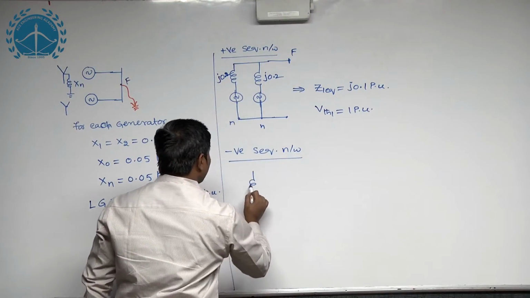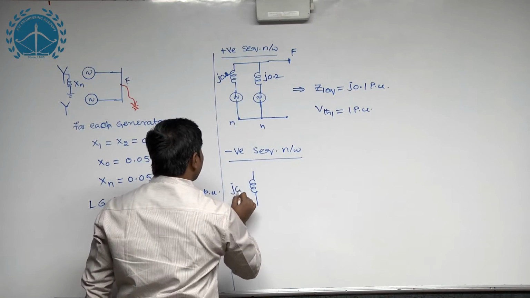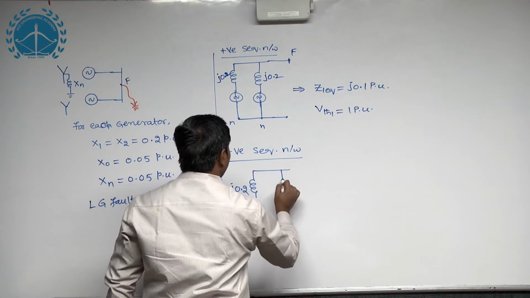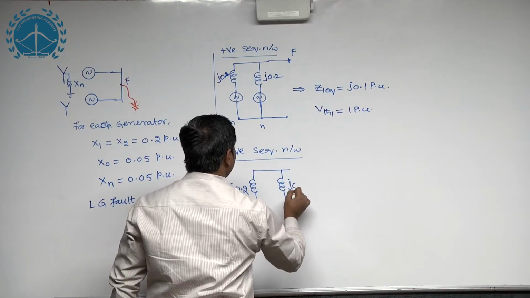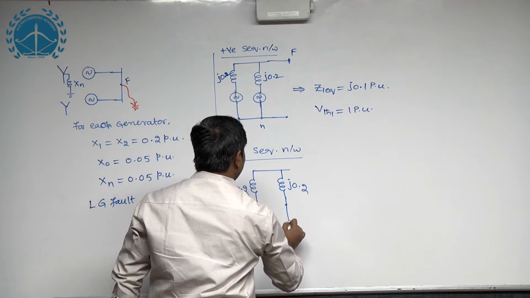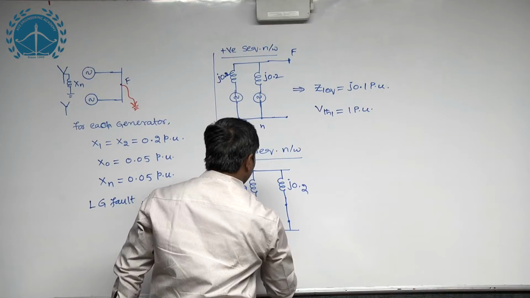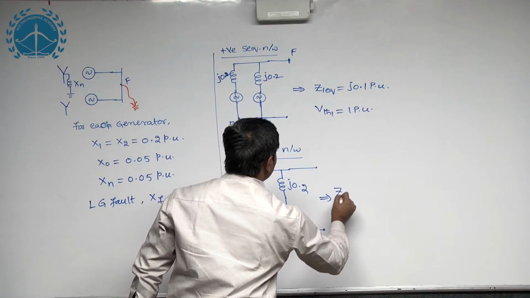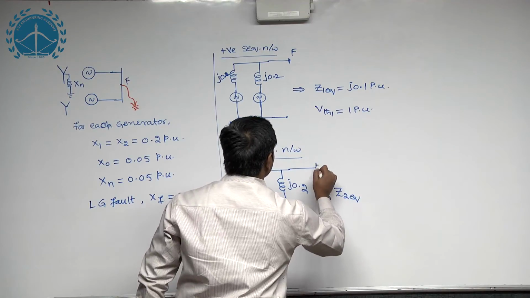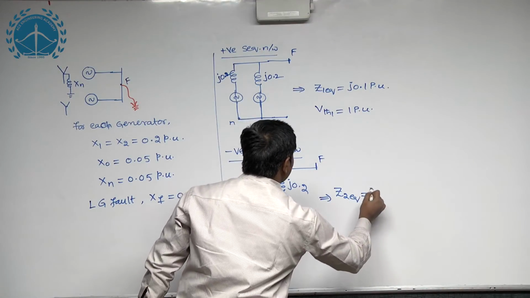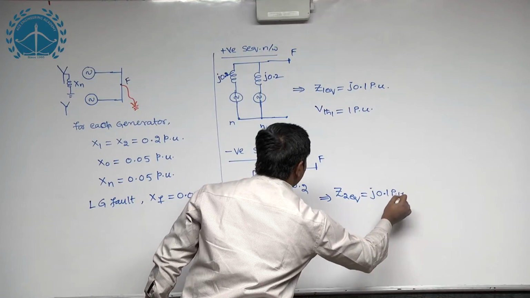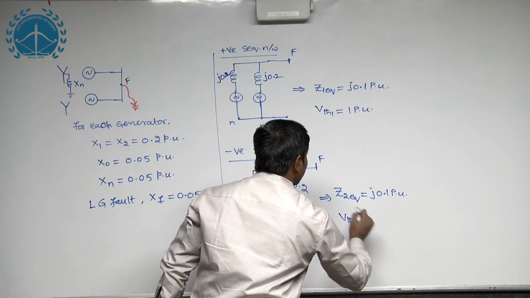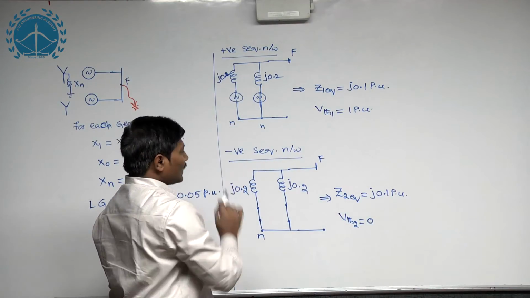Next, similarly, if you look at the negative sequence network constructed the same way, this is the negative sequence impedance of generator 1 and we do not have any source here, and this is the negative sequence impedance of generator 2 and we do not have any source here, and this is the neutral. You can see now the Z2 equivalent, the Thevenin equivalent impedance with respect to the location of the fault, also comes to j0.1 per unit, and we do not have any Thevenin voltage here, V Thevenin 2 equals 0. That is the negative sequence circuit.